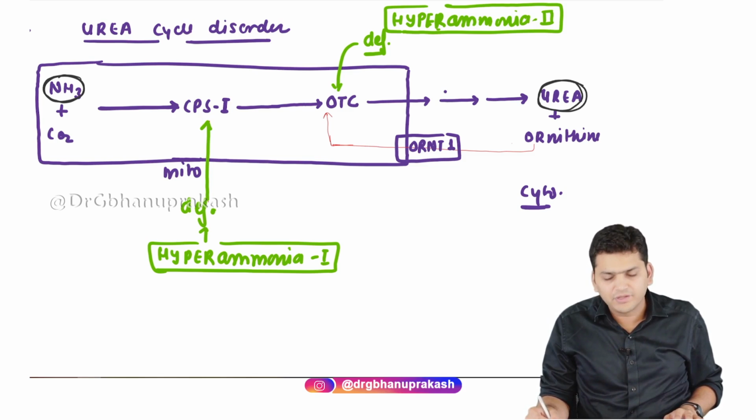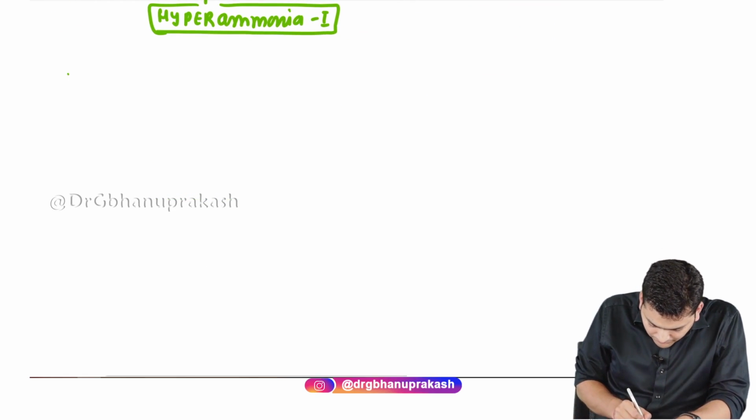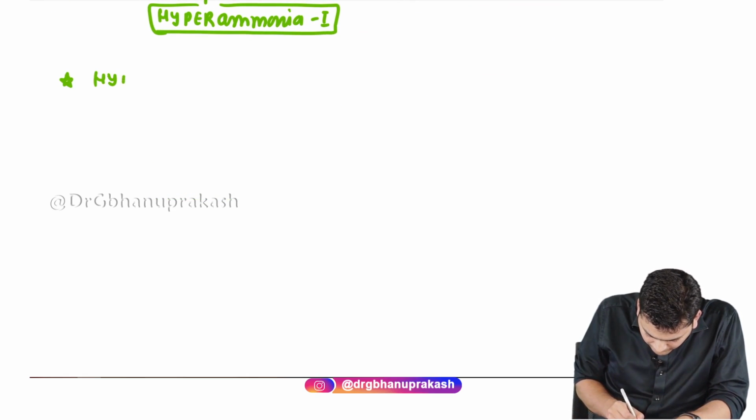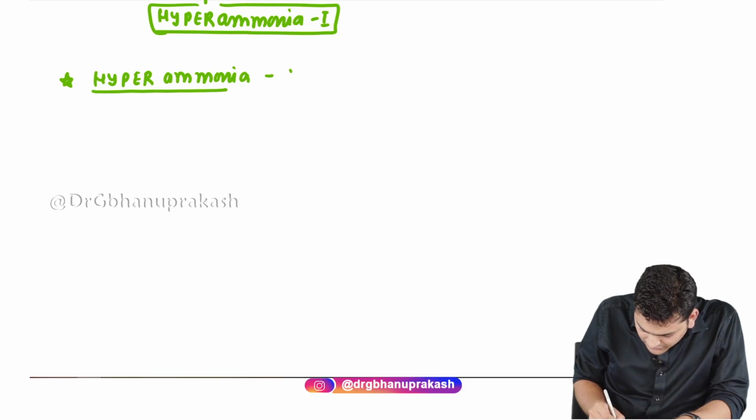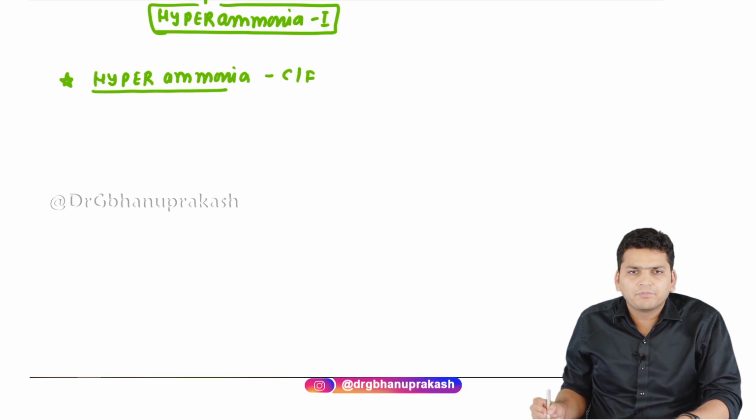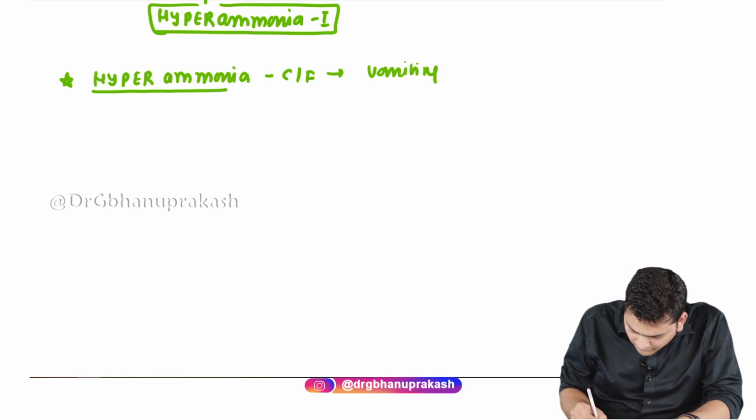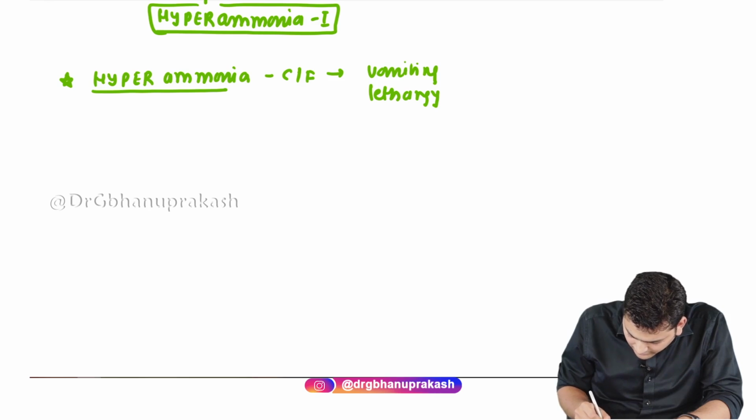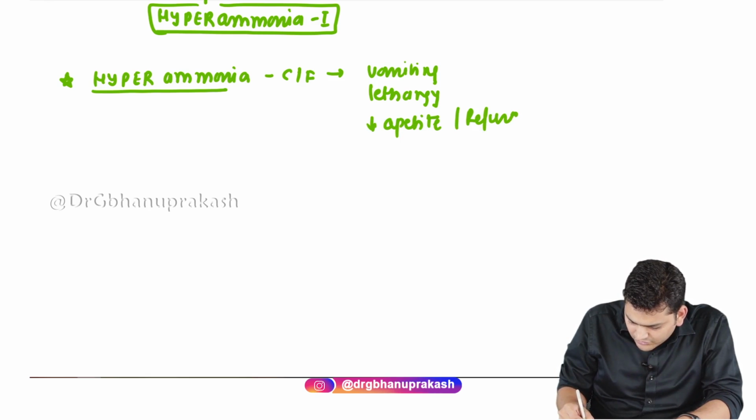So how are we going to differentiate that? Whenever there is hyperammonemia, the manifestations are going to be the same. Whether it is type 1 or type 2, the clinical features of hyperammonemia are going to be the same. The patient will have vomiting, lethargy, decreased appetite, or maybe refusal to eat.